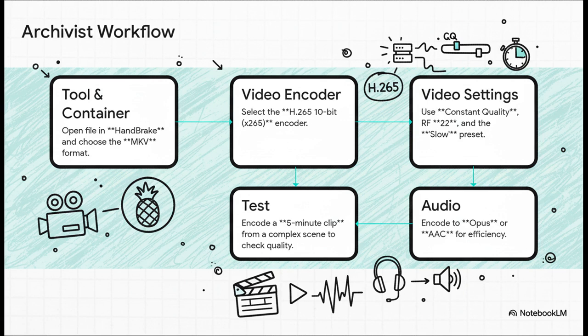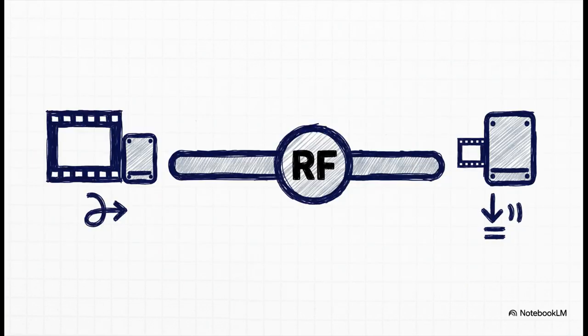That RF, rate factor, is our quality setting. And remember, with RF, a lower number means higher quality. 22 is a fantastic place to start. And hey, remember, this isn't set in stone. You should absolutely fine-tune this. That's why that test is so important. Run a 5-minute clip of a really busy action scene. If it looks flawless to you, maybe you can push that RF up to 23 or 24 and save even more space. You want to find the perfect sweet spot for your media and your eyes.